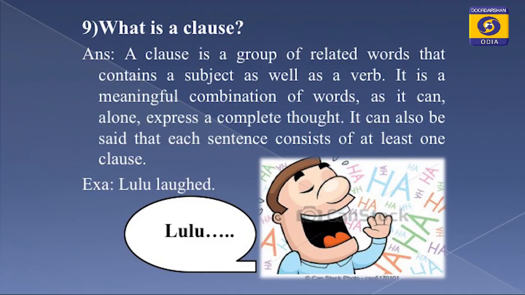Take one example: "Lulu laughed." This is a sentence, no doubt. Why? Lulu is the subject here, laughed is the verb here. If we divide this sentence, one part is the subject and the other is the predicate. So "Lulu laughed" is a sentence, no doubt, and it is also a clause.